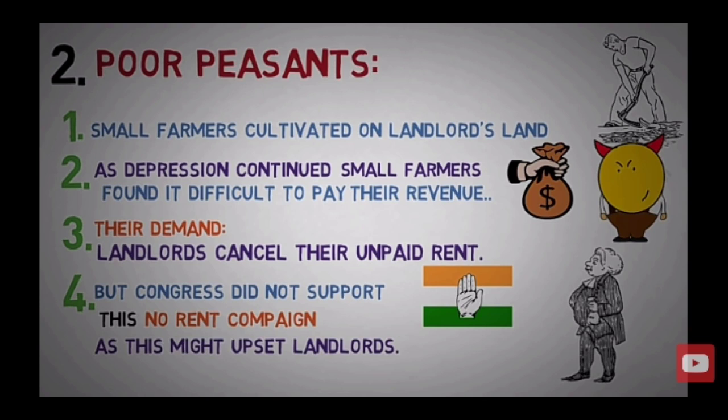What happened with the poor peasants? Small farmers cultivated on landlords' land, and as the depression continued, it was quite difficult for the small farmers to pay their revenue. Their demand was that the landlord cancel their unpaid rent, and this demand was not supported by the rich peasants, or even the Congress.